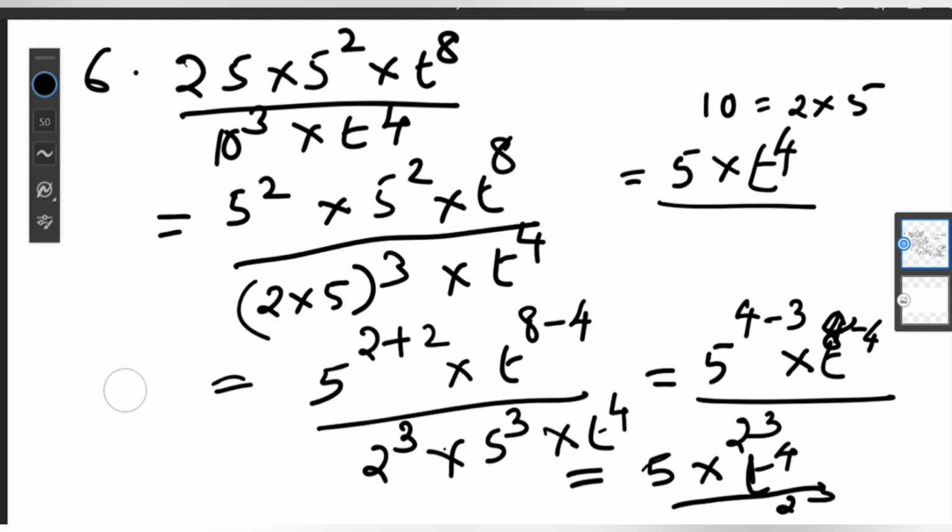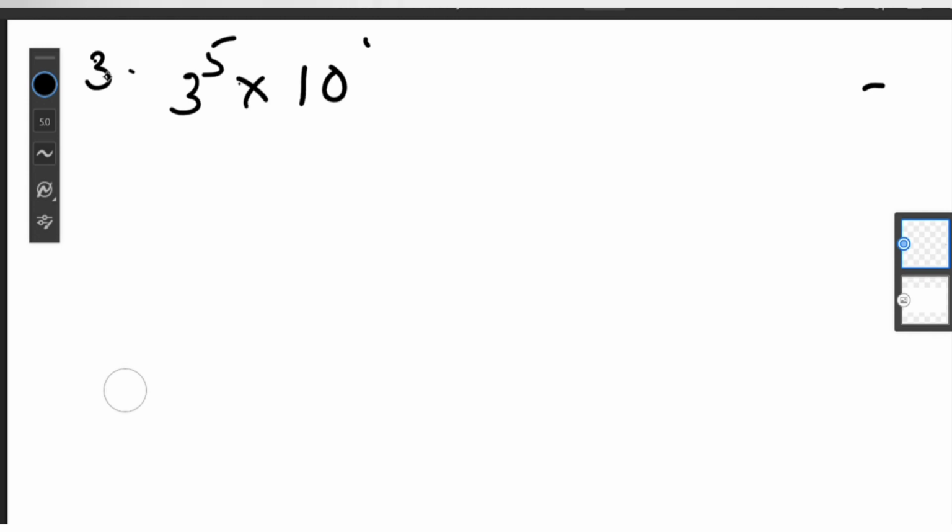That is 8 minus 4, not 4 minus 4. It is 8 minus 4. Okay, one mistake is there. 8 minus 4, what is that? t to the power 4. So our answer is 5 into t to the power of 4 by 2 to the power 3 is the answer for this question.